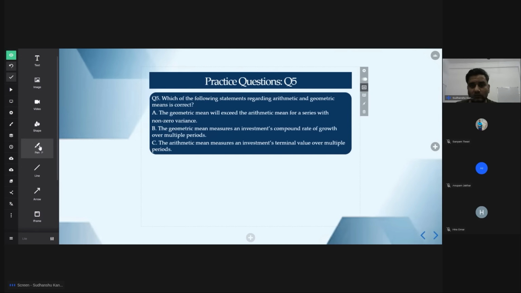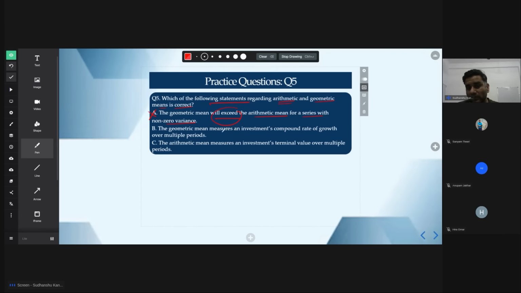Let's do a theoretical question. Which of the following statements regarding arithmetic and geometric means is correct? Right. So let's try to understand it. The geometric mean will exceed the arithmetic mean for a series with non-zero variance. No. Geometric mean, I told you, will always be less than arithmetic mean if the numbers are unequal, but if all the numbers are equal it will be equal, right? It will never exceed. So this goes away.